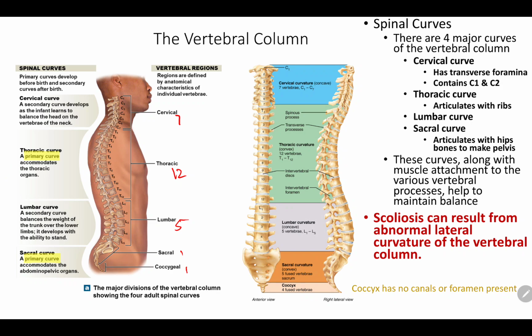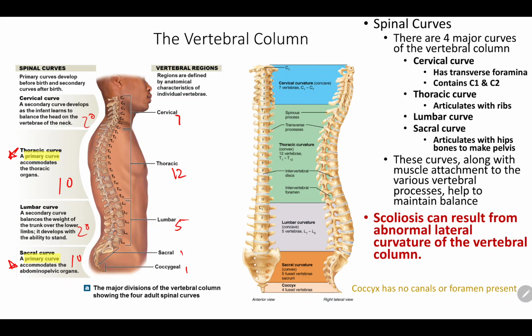But you want to remember also that we have primary and secondary curvatures. Primary curvatures are what you're born with. Primary curvatures would be thoracic and sacral. Thoracic and sacral are primary curvatures. And then after you're born, you're going to develop those secondary curvatures, which are cervical and lumbar. So remember those curvatures for me, please.